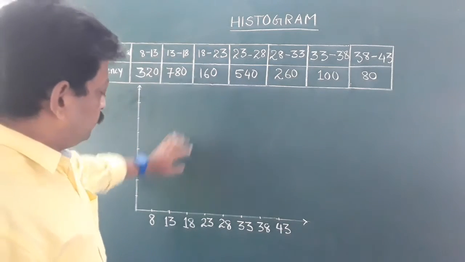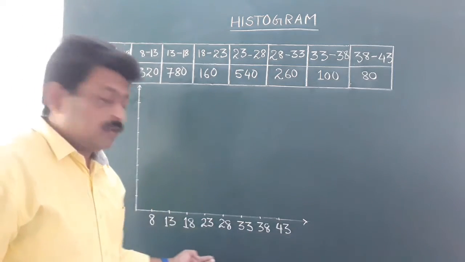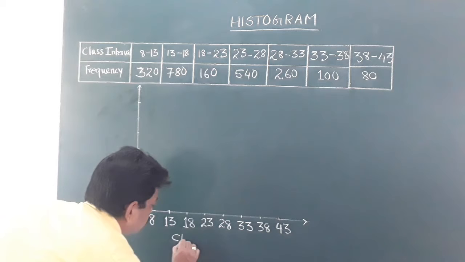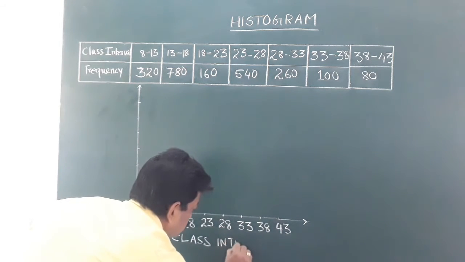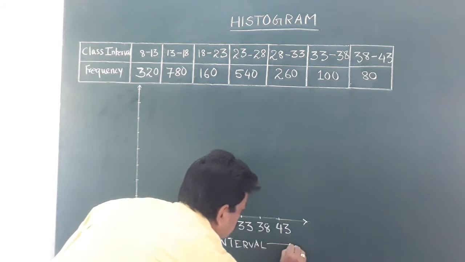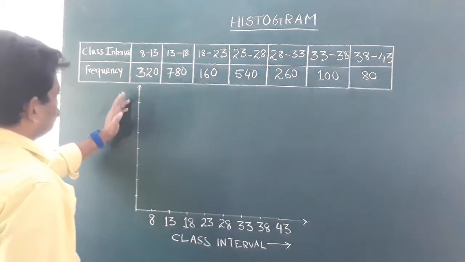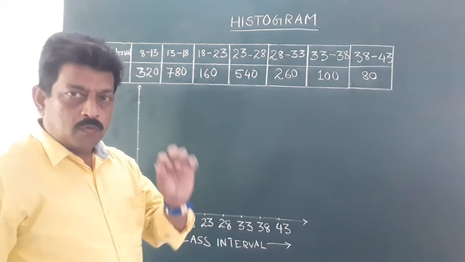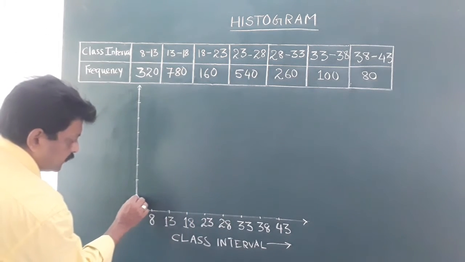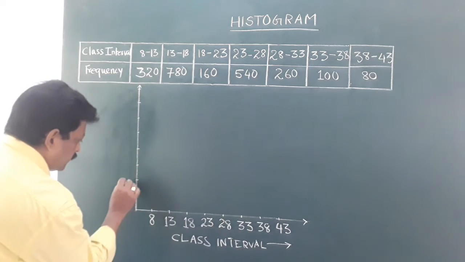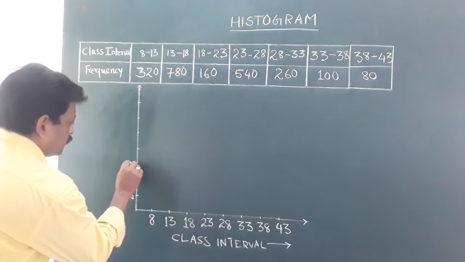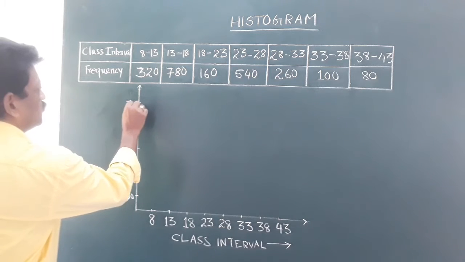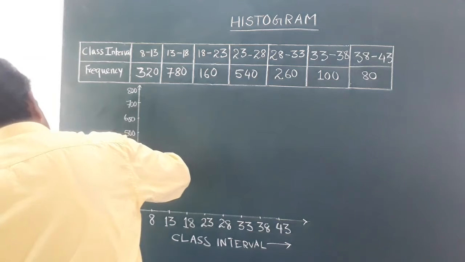Students, for the given question, I have represented the class interval on the x-axis. This is the class interval. And on the y-axis, we have to represent the frequencies. Now the frequencies are too big, so as I have told you, take the scale as one small division equals 10 units. So suppose this is 10 small divisions, here it is 10, so it will be 100, then 200, 300, 400, 500, 600, 700, 800. Okay, so this is frequency.